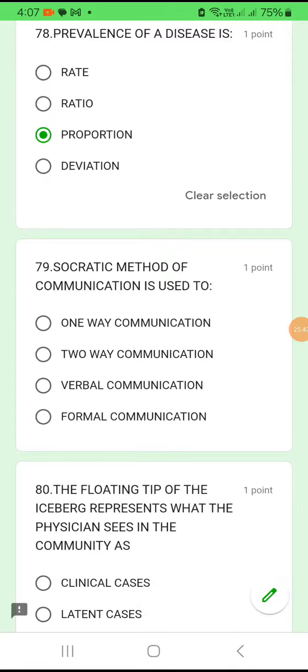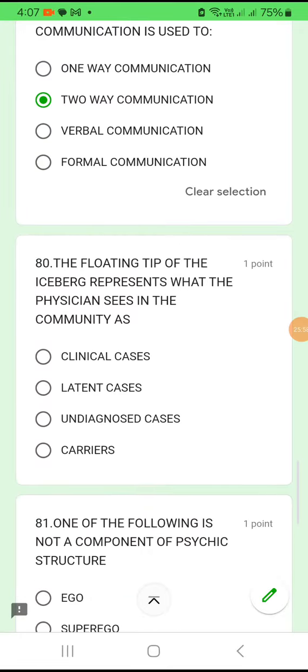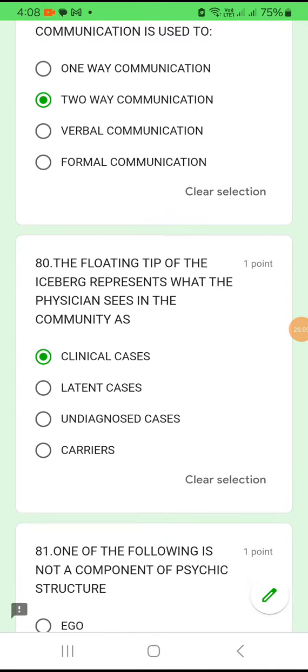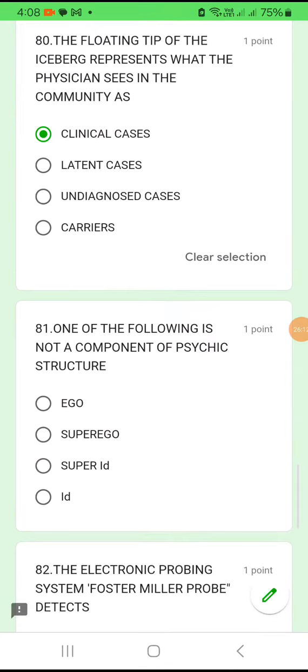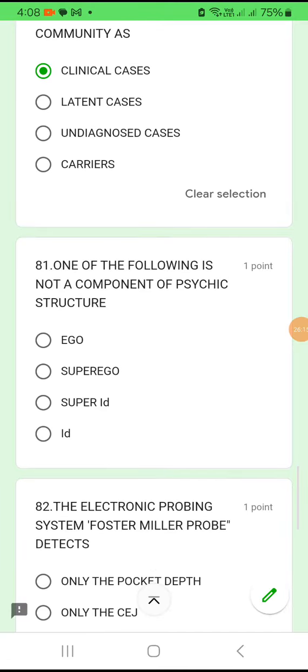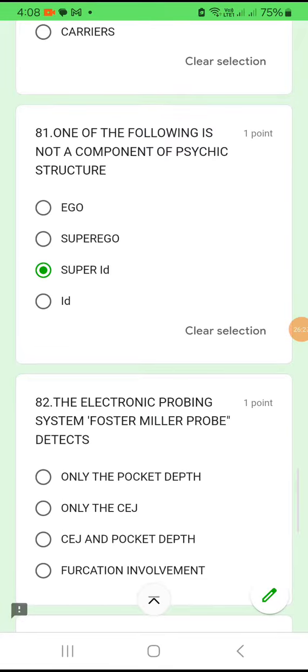79. Socratic method of communication is used for one-way communication or two-way communication or verbal or formal communication. Socratic method is a two-way method of communication. So, option B. Question number 80. The floating tip of the iceberg represents what the physician sees in the community as clinical cases. Okay, what you see on the top is actually the clinical cases. So, that is the iceberg phenomenon. Okay. Question number 81. One of the following is not a component of psychic structure. Ego, superego, super ID, id. We have three components only in psychic structure. Id, ego and superego. Super ID is not there. Okay, so option C.